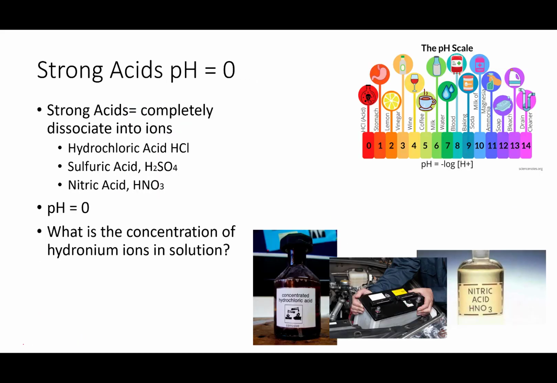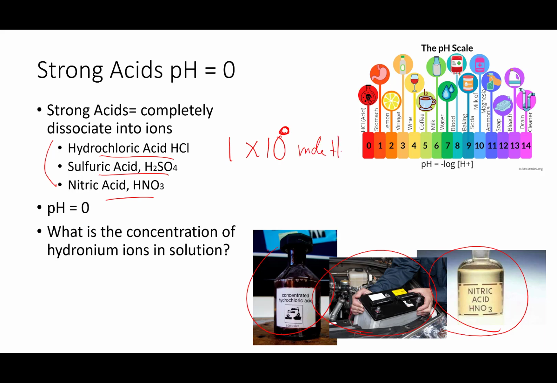Now, if you're dealing with a strong acid, and we talked about our strong acids, hydrochloric, sulfuric, and nitric. Sulfuric, remember, is battery acid, nitric acid, and hydrochloric. They're going to have a pH of 0. So what does that mean? Well, their concentration is 1 times 10 to the 0 moles of hydronium ions per liter of solution. That's where that pH goes, right there.